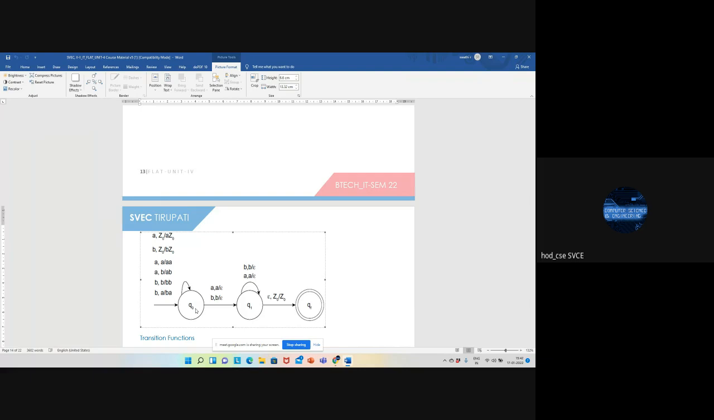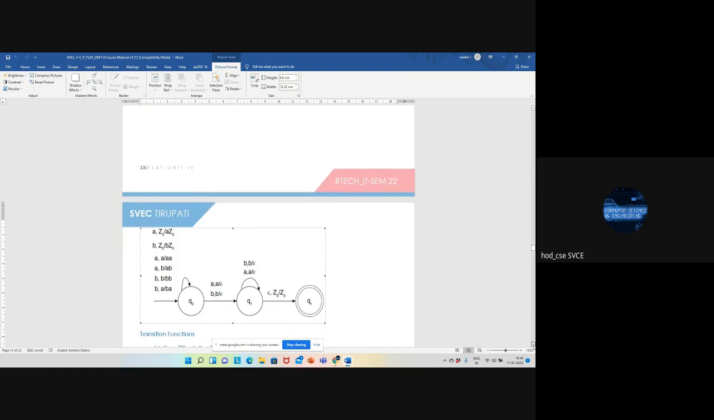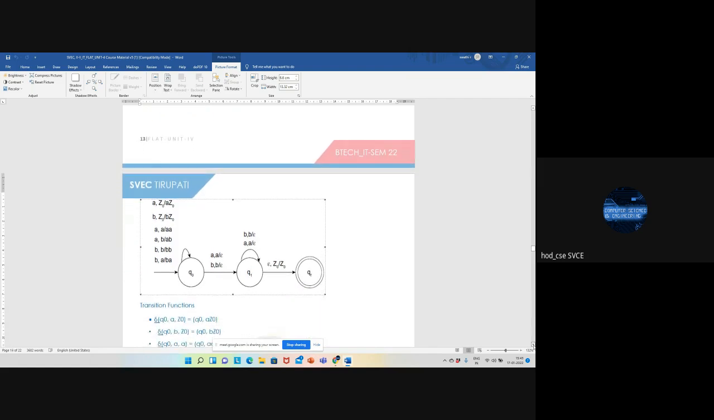But now we get the reverse of the string. What is our language? The string and the reverse of the string should be present, W W^R. Whenever we are taking W, all the inputs we push onto the stack. But once we check whether the reverse of the string is present, we change our state from Q0 to Q1. Here, if A is present, we perform a pop operation.